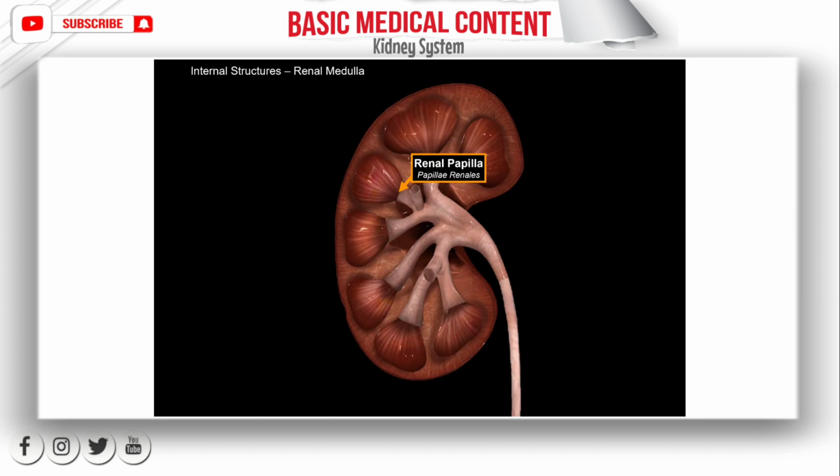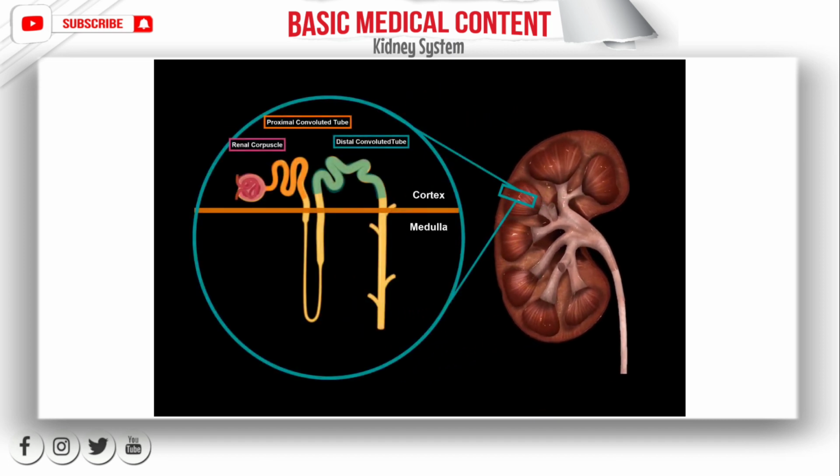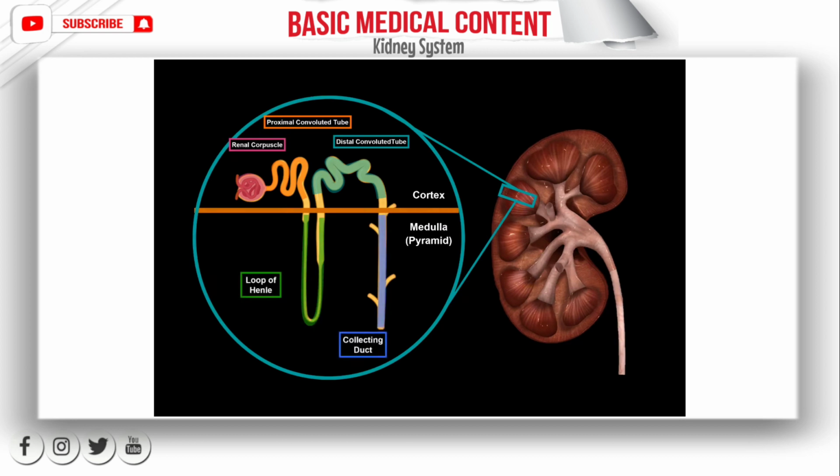But another thing that's important to mention when we talk about the renal medulla is that there are going to be parts of the medulla that radiate towards the cortex. We call these renal medullary rays. Now let's go back to this picture again. When we talk about the renal medulla, we're talking about pyramids, and you will find the rest of the nephron here. We have the loop of Henle and the collecting duct.